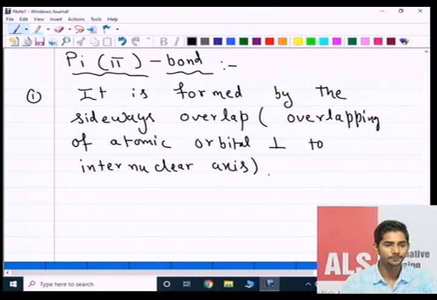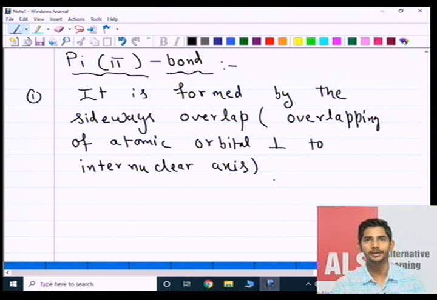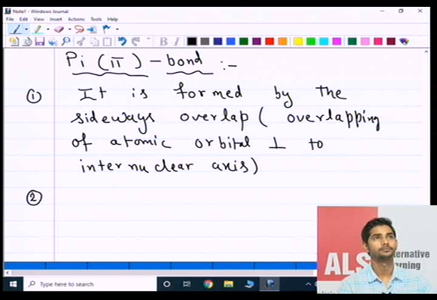Along the internuclear axis. This is the first point, guys. Number 2. No, Shillong, I cannot see you. I'm asking, are you receiving the class from the beginning or you have just joined?